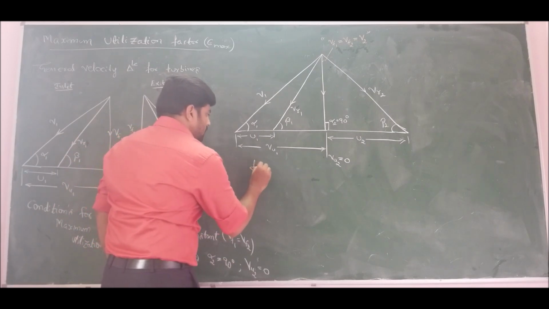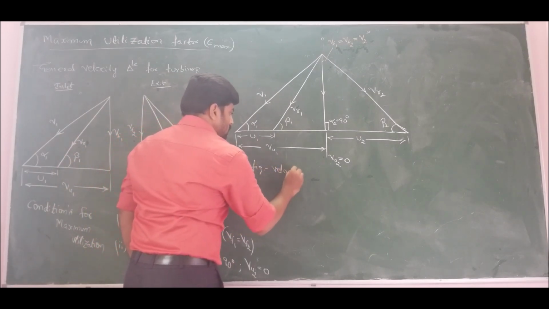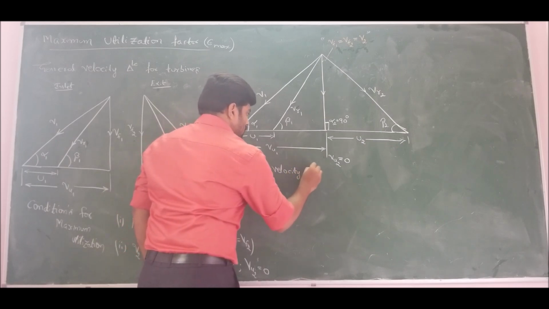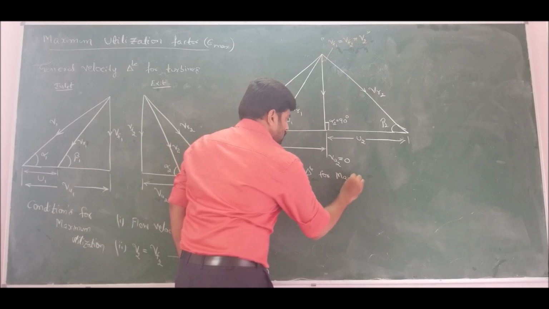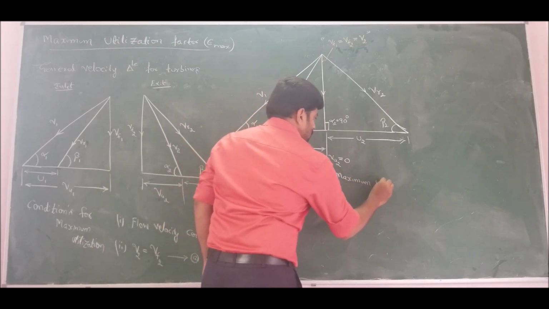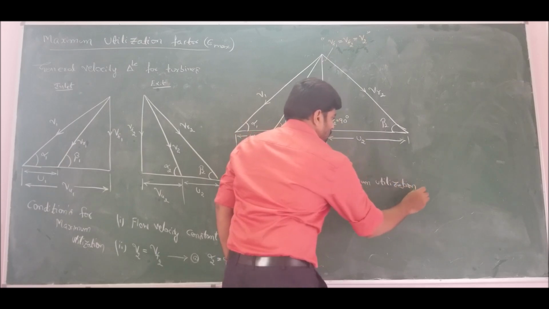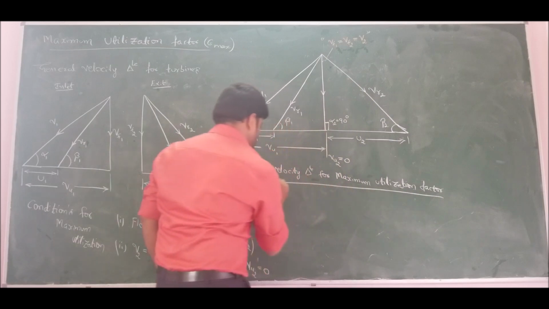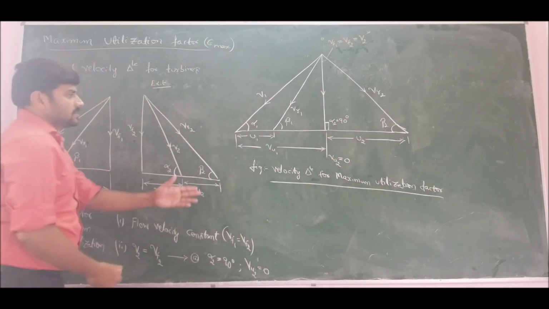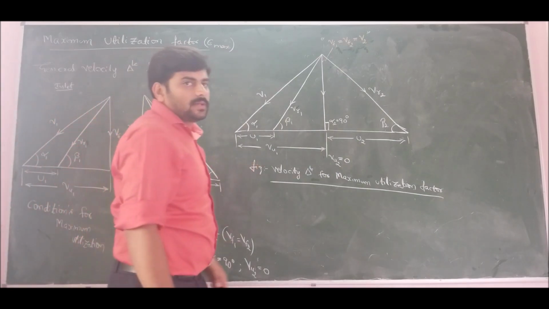So this figure represents the velocity triangle for maximum utilization factor. So this is a diagram for maximum utilization factor. We know the general velocity triangle. For this general velocity triangle, I have employed the concept of maximum utilization.